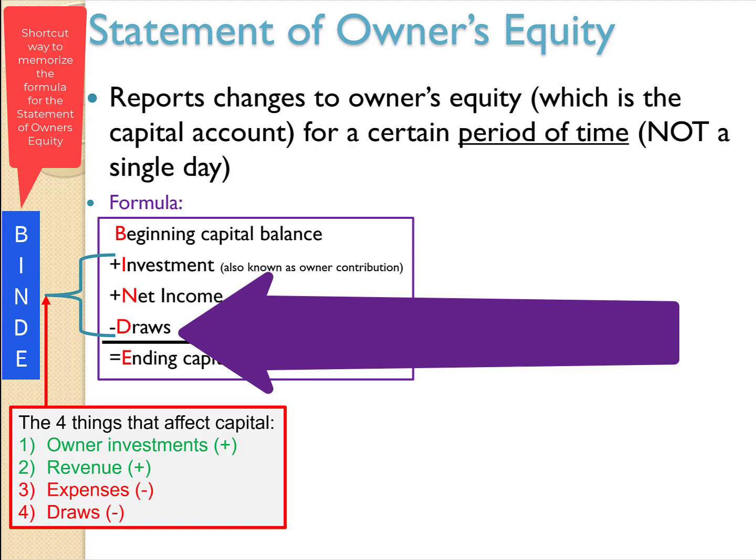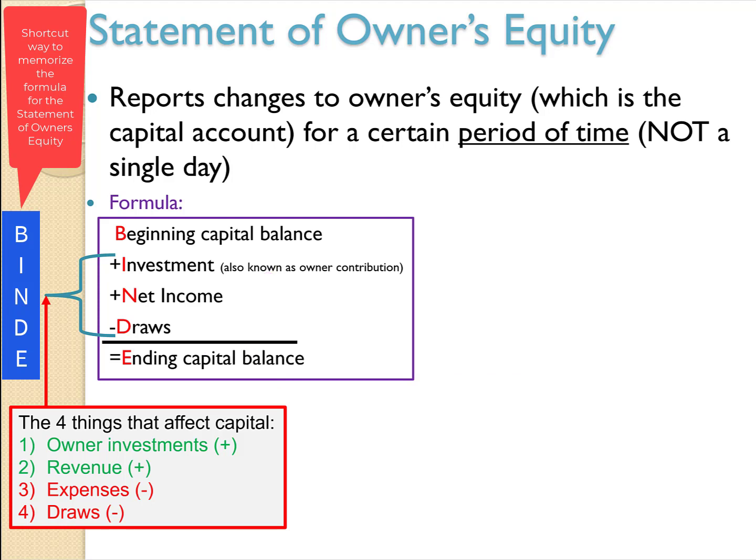So when I say students often use BIND with an E to remember the formula for the statement of owner's equity, that's what I'm talking about. B is beginning capital balance. I is investment, add investment. N is net income, you're going to add net income. D is draws, you're going to subtract draws, and that gives you E, the ending capital balance.